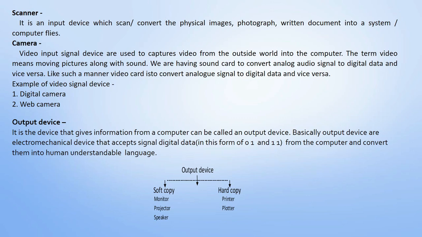So the output device is also divided into some sections, majorly two sections. The output device is giving you the output in terms of soft copy and in terms of hard copy also. So inside soft copy you will be getting monitor, projector, speaker also. And as for hard copy, printer is there, plotter is there. Okay. So let's discuss soft copy and hard copy.